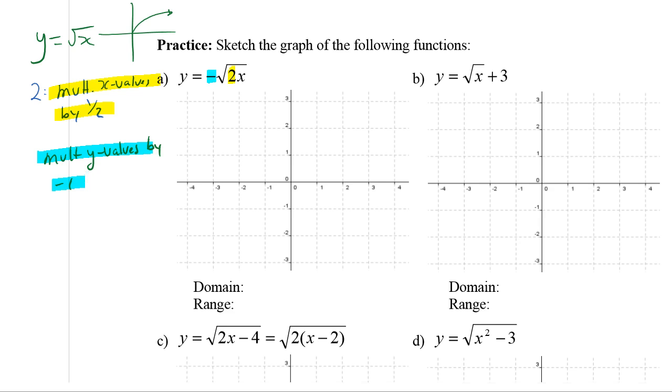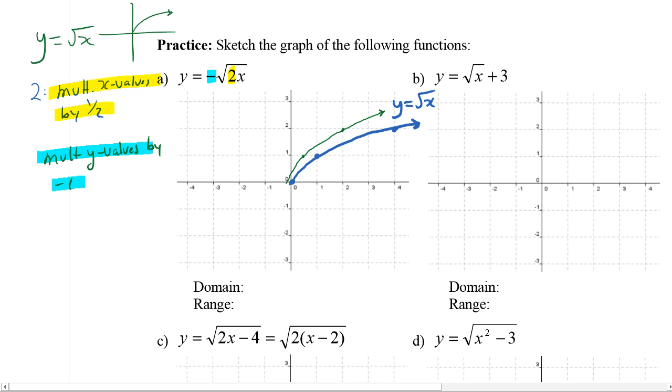So let's start off and draw what we know: 0, 0, 1, 1, and then 4, 2. So here's my original function, which I'm going to erase afterwards. That is my y is equal to the square root of x. Now let's make these two changes. First of all, let's multiply the x values by a half. 0, 0 stays the same. This turns into a half over there, and this 4 becomes a 2. So now I'm looking like this, okay?